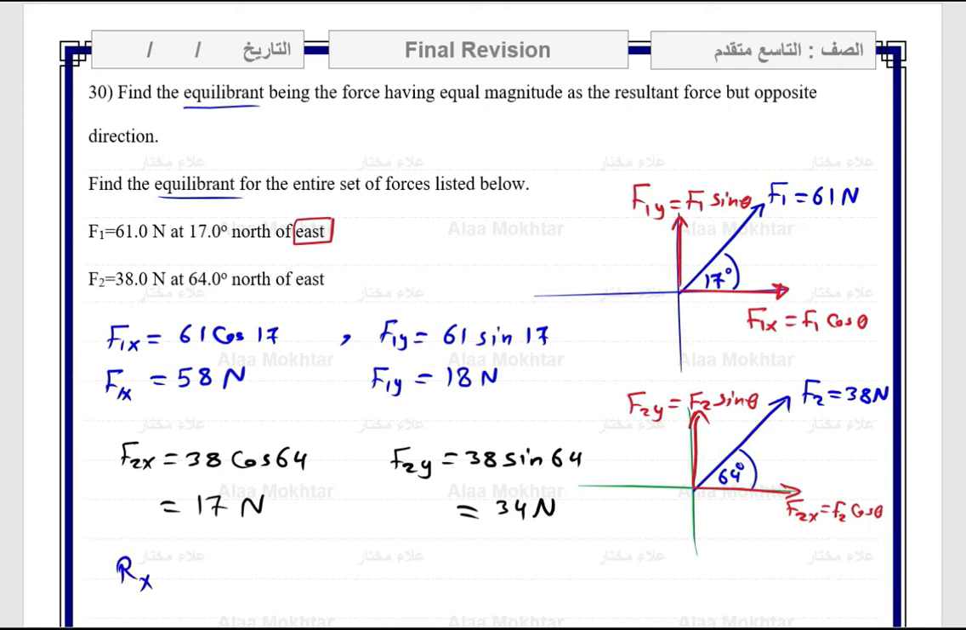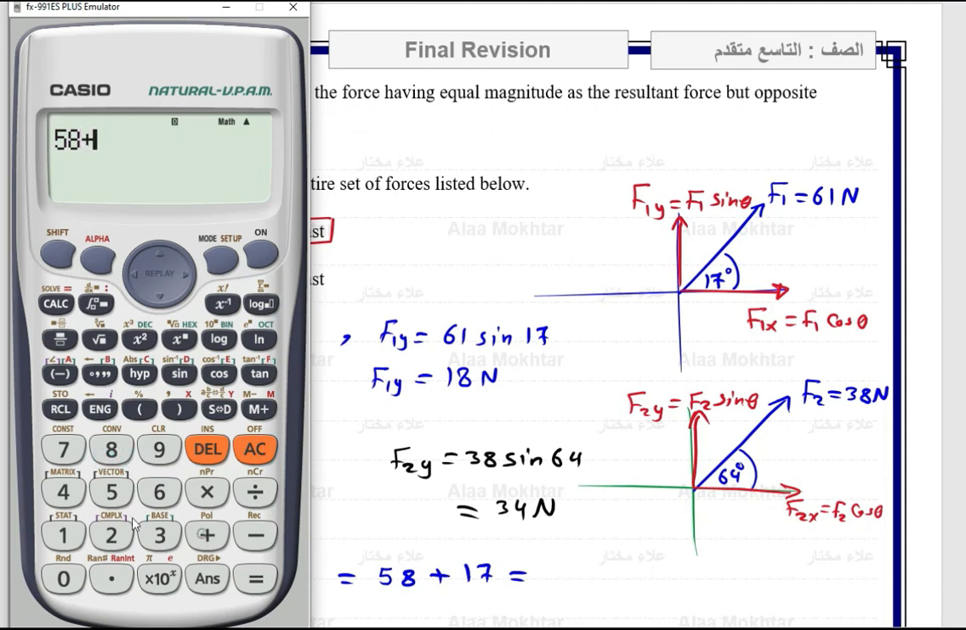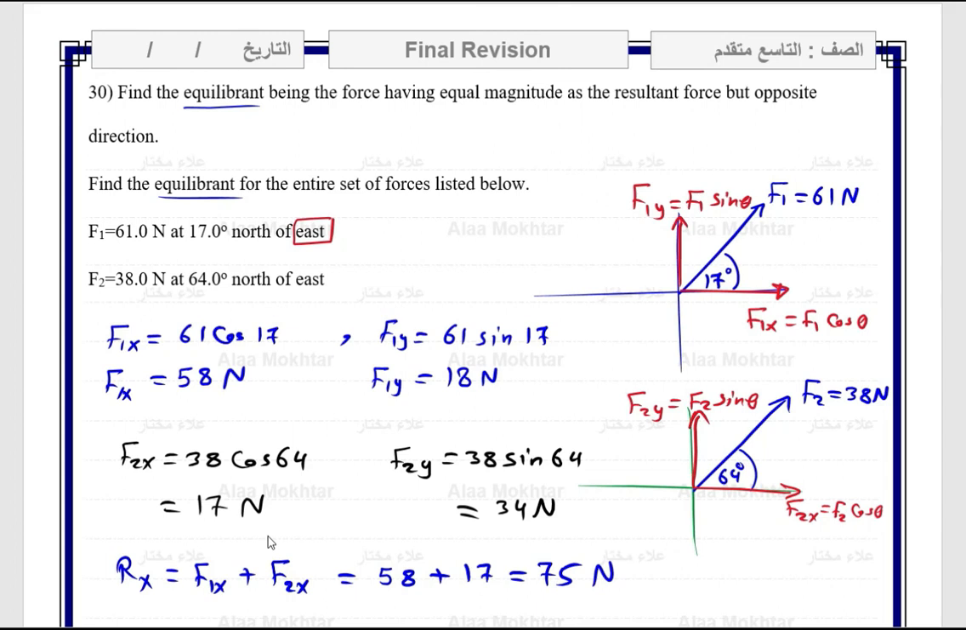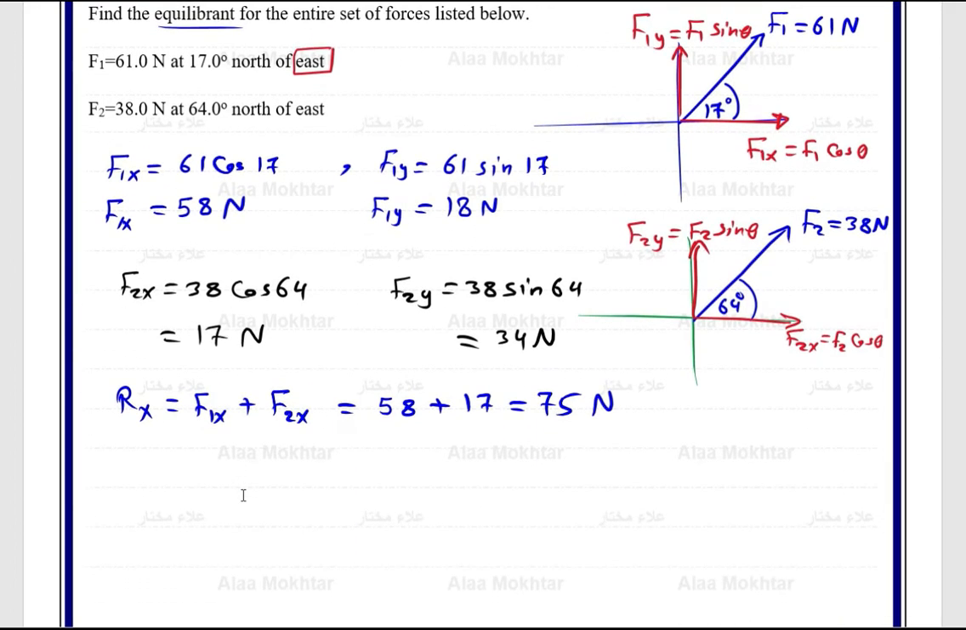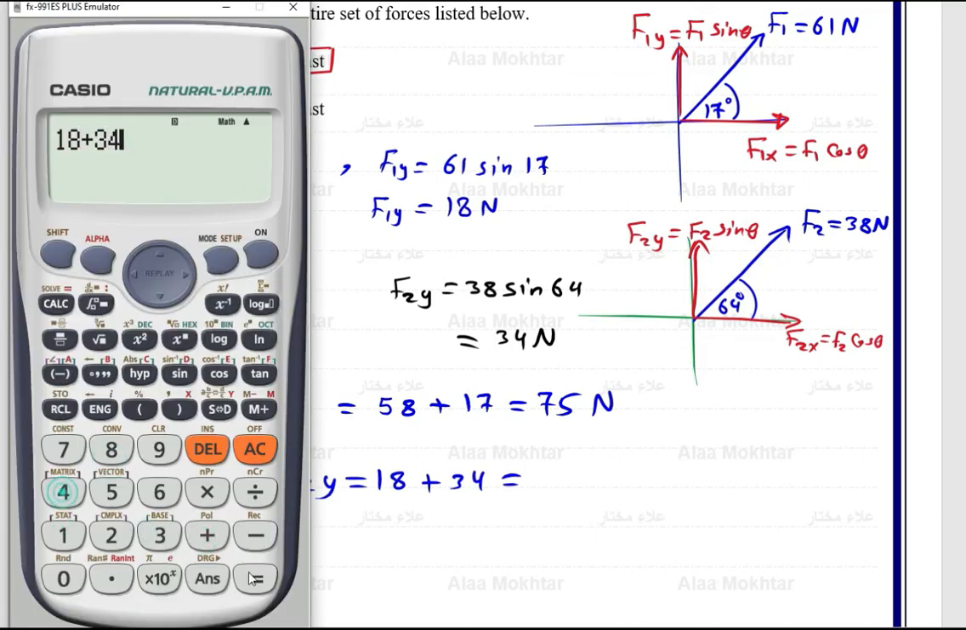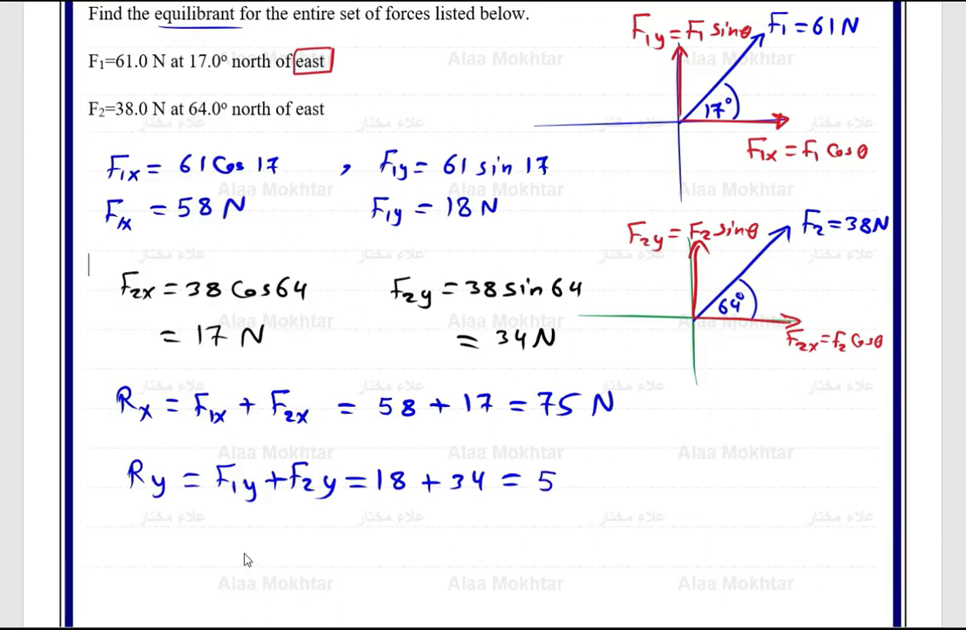The resultant in x equals F1x plus F2x, which is 58 plus 17. The answer is 75 Newtons. Then we calculate Ry, which equals F1y plus F2y. It's 18 plus 34. The answer is 52 Newtons.